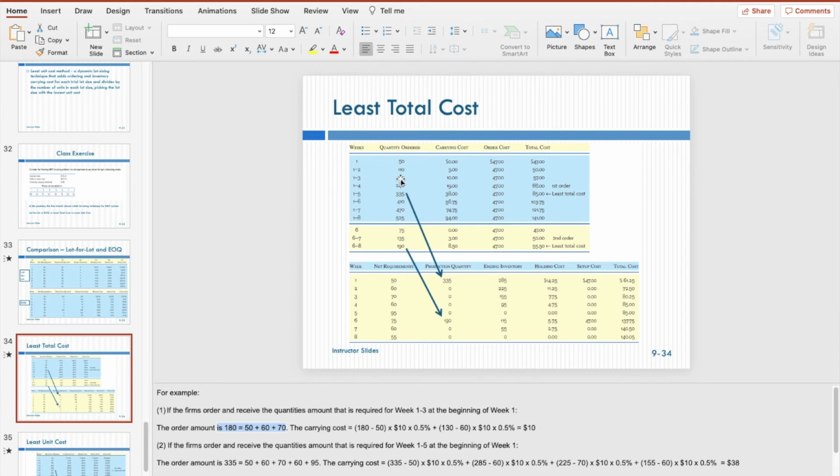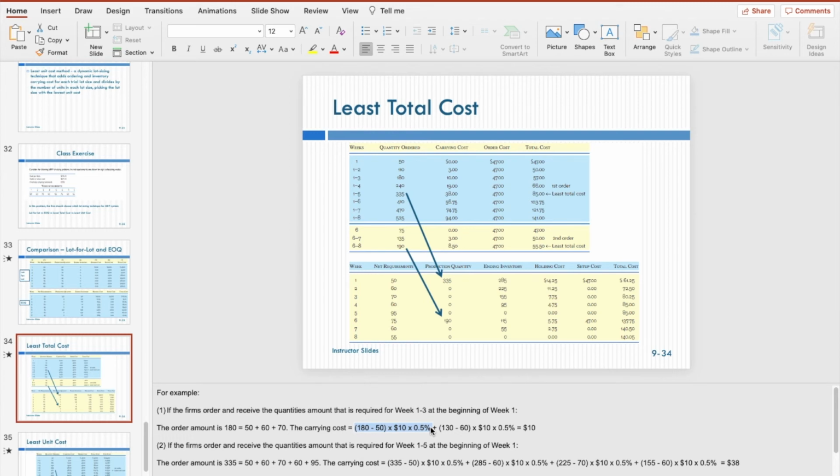Now suppose at the end of week 1, how much inventory is still within your warehouse? You have 180 at the beginning of week 1. At the end of week 1, you still have 180 minus 50, right? Because you already sold this 50 in week 1. You still have 130 in your warehouse. Use 130 times this 10 times 0.5%. That will give you the inventory holding cost that you would incur during week 1, or at the end of week 1, more specifically, right?